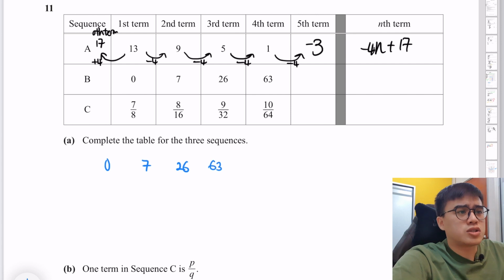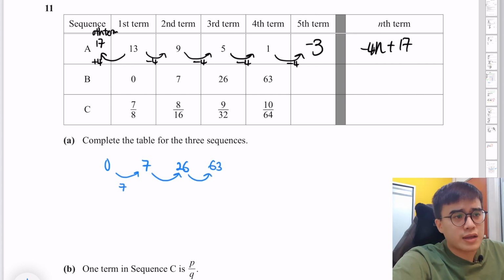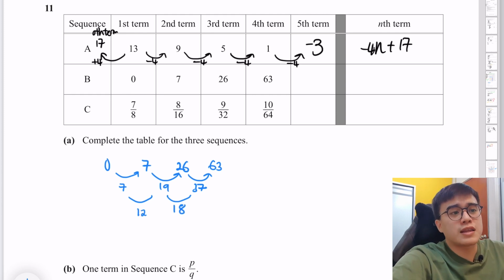As for part B, we have 0, 7, 26 and 63 here. I use the difference method, and I noticed that the second differences are 12 and 18. If they are 12 and 18, they are not the same.